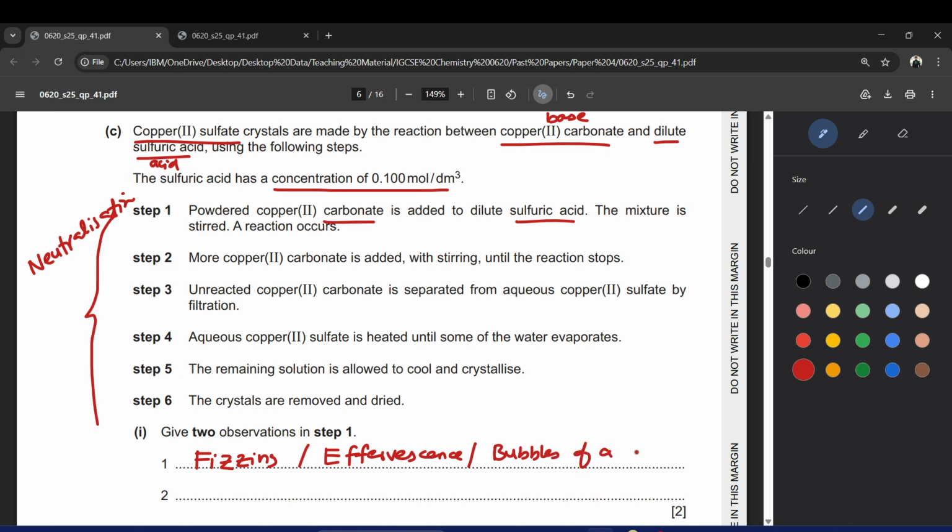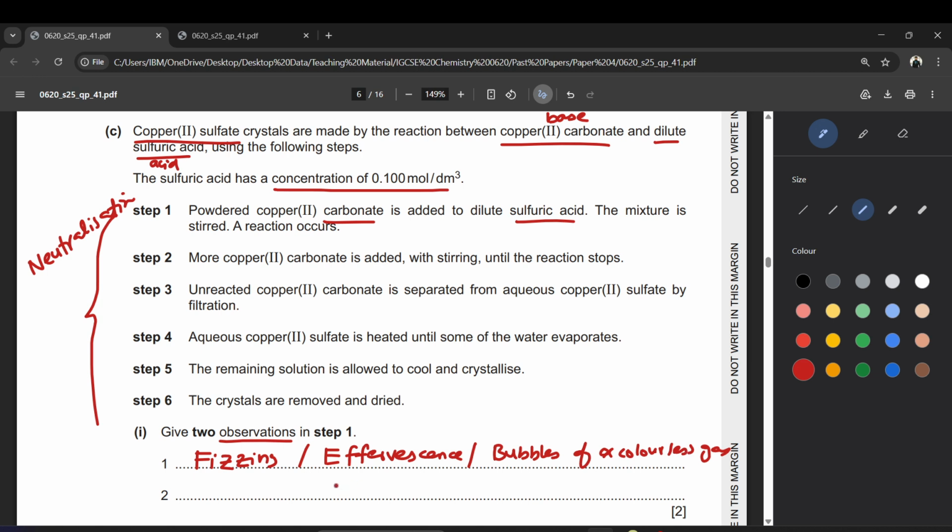Do not say bubbles of carbon dioxide gas, because when we are saying observation, they only want you to tell what you can physically see. I cannot physically see that this is carbon dioxide. That is by theory. What I can see is bubbles of colorless gas. So make sure that you understand very carefully that whenever the question asks you to give observations, then always mention those aspects which you can see with your own eyes.